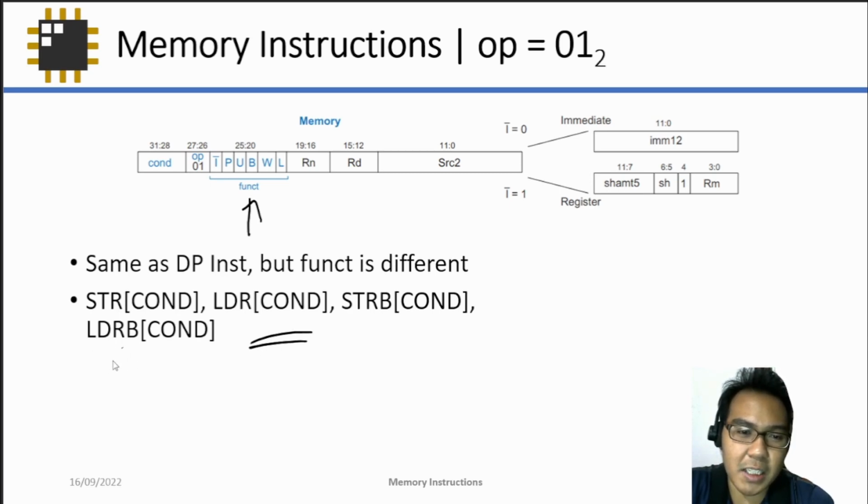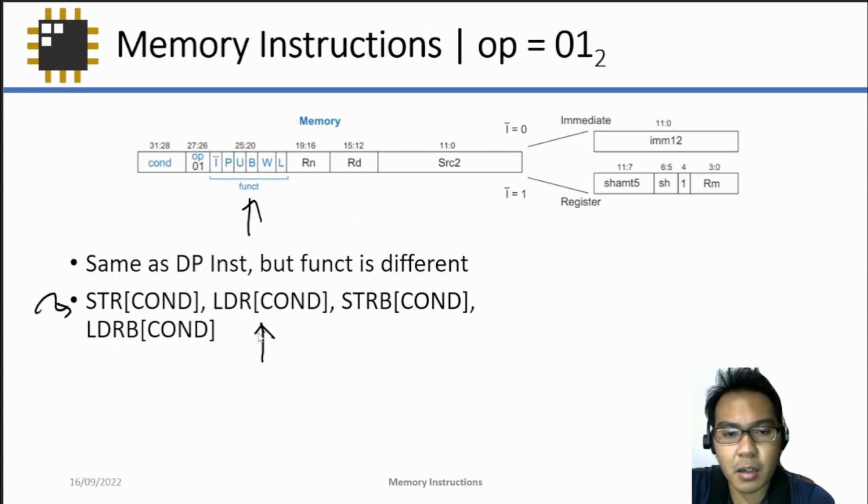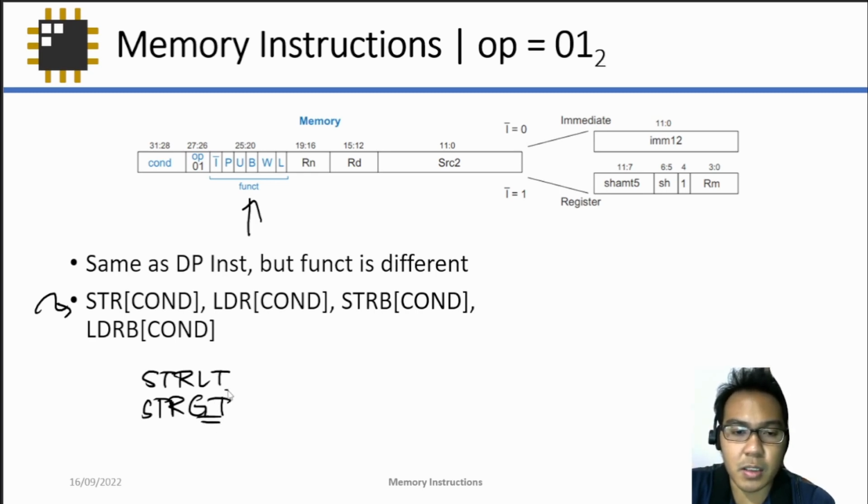They're not going to be part of the single cycle data path in the next lesson, but they're going to be part of the instruction decoding. But basically STR and LDR, those are the ones that we are considering right now.